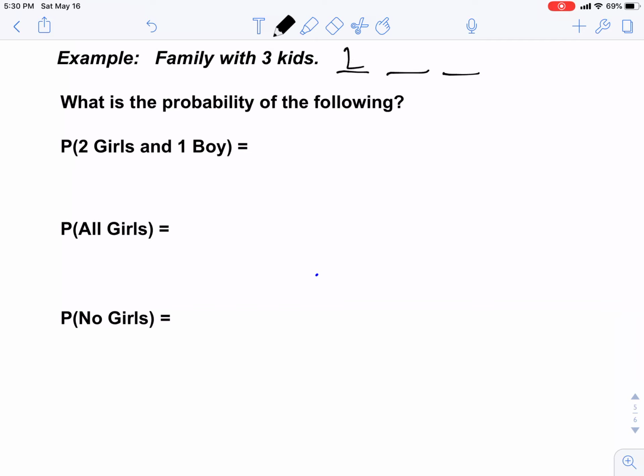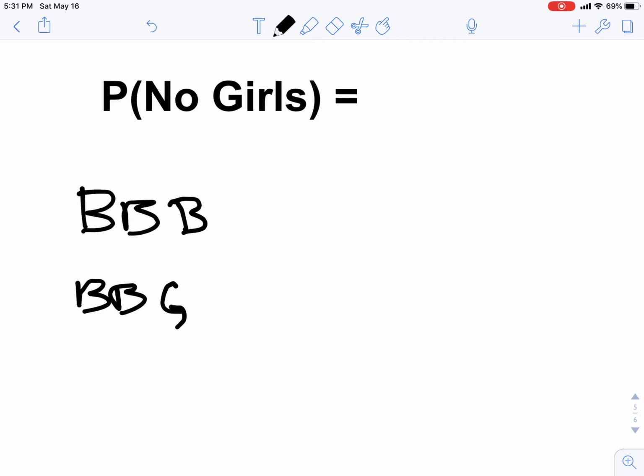Kid 1, 2 possibilities, boy or girl. Kid number 2, 2 possibilities, boy or girl. Kid number 3, 2 possibilities, boy or girl. 2 times 2 times 2 is 8. So there are a total of 8 outcomes. Well, what are those 8 outcomes? Let's list them out down here. So boy, boy, boy, boy, boy, girl. And then we got boy, girl, boy, and boy, girl, girl.